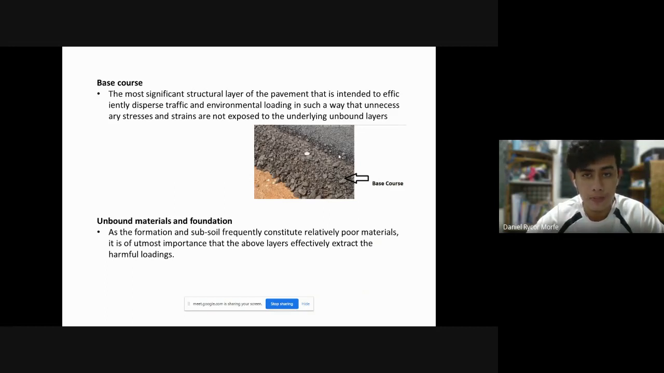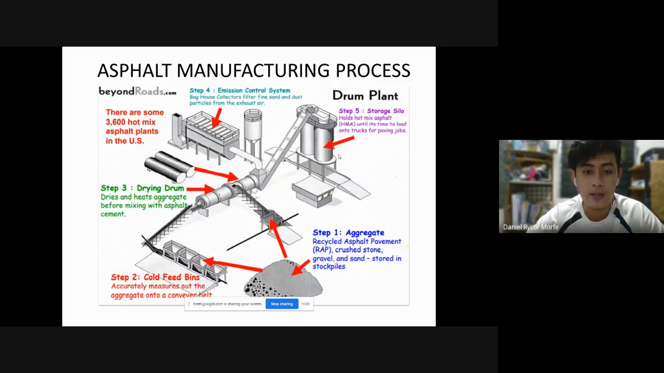So this is how asphalt is manufactured. First, asphalt is 100% recyclable. Mo siya recycled asphalt pavement, then also crushed stone, gravel, and sand stored in stockpiles, mga aggregate. Next, it is measured in the cold feed bin onto a conveyor belt. Next it is brought to the drying room which dries and heats aggregates before mixing it with the asphalt cement, katong sticky. Then it goes to step 4 which is emission control system.